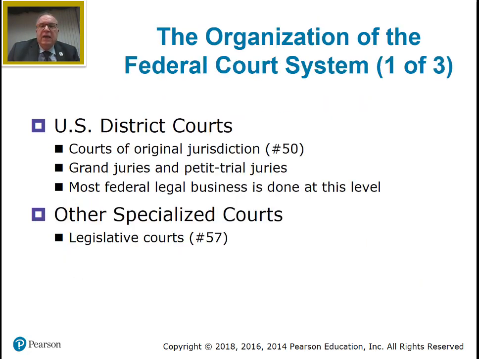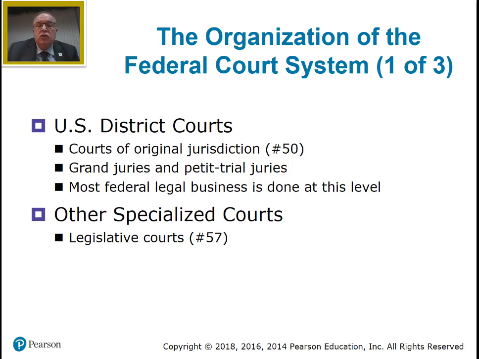We have a multi-layered or three-layered system, and we start with what are called U.S. district courts. These are called courts of original jurisdiction, and number 50 says, what is original jurisdiction? And that's a court hearing a case for the first time. They're called courts of fact. It's where the facts are tried. So the U.S.